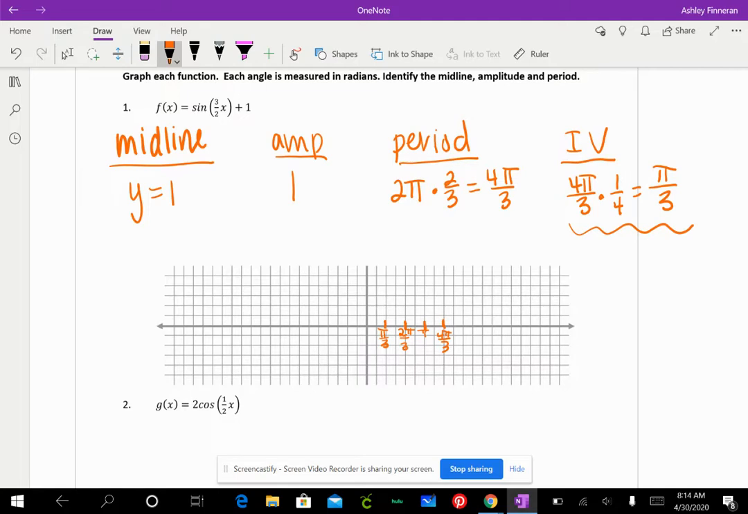And there's not a phase shift in this case, and so it's going to start at the y-axis. This is a sine graph, so it will start at the midline. So y equals 1, y equals 1. And then it's sine, so it's going to go up 1, back to the midline, down 1. Oops, I didn't actually go down 1. Down 1, back to the midline, and so forth.